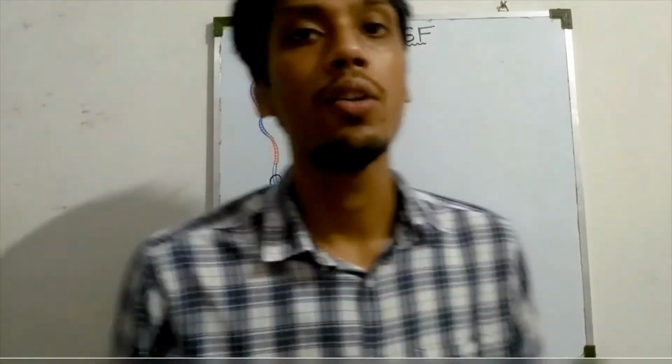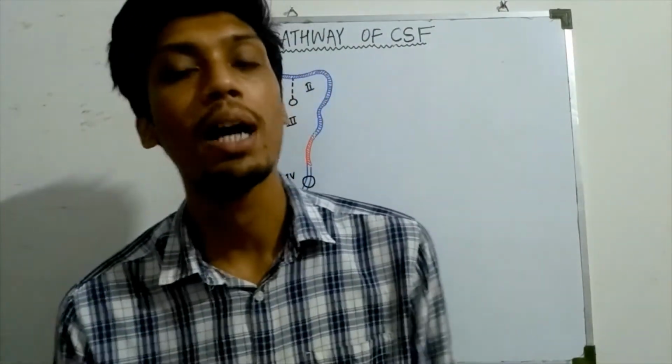Hello everybody. Today we'll study the pathway of cerebrospinal fluid in the brain and spinal cord. This is a very small topic from the chapter Neural Control and Coordination of class 11th NCERT Biology. So we'll quickly study the pathway of CSF.